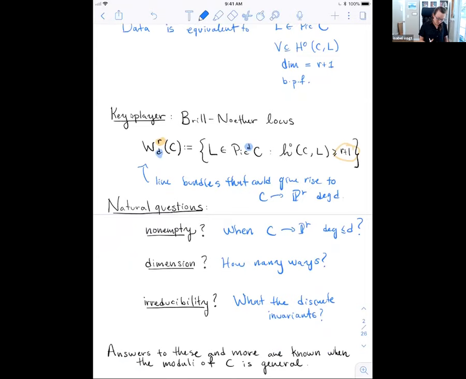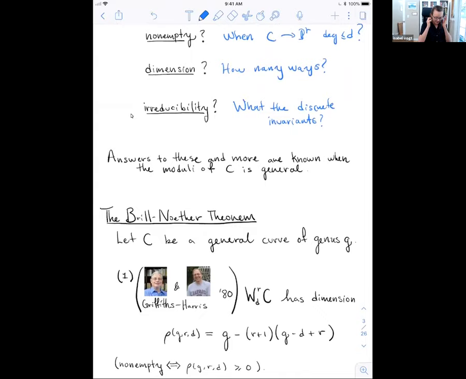Very satisfying answers to these questions and more are known when the moduli of the curve is general. And this is in the Brill-Noether theorem, or what I am calling the entire Brill-Noether theorem, which is actually a sequence of papers from the 70s and 80s. So the first part is about this dimension statement, and it's what goes under the classical Brill-Noether theorem heading.